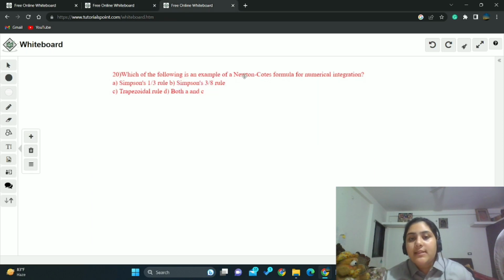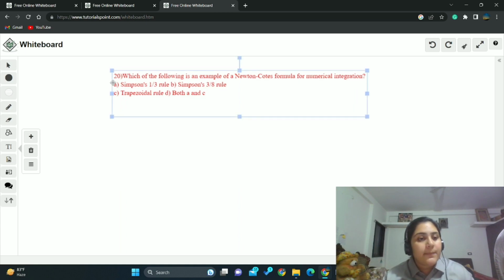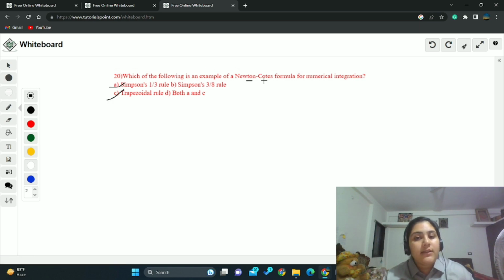Which of the following is an example of Newton-Cotes formula for numerical integration? As we have seen above, the Simpson and the trapezoidal rule both come under the Newton-Cotes formula for numerical integration. So the option would be C. Both A and C are examples of the Newton-Cotes formula for numerical integration.